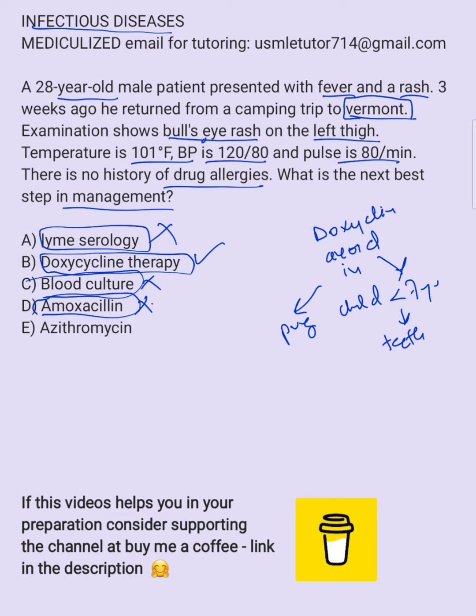Here doxycycline is the right answer, because the patient in the vignette is a 28-year-old male. There's no pregnancy in the vignette, and the patient is not less than 7 years old. Then we have azithromycin. Azithromycin is not typically used for Lyme disease, so that will also not be the right answer. Remember, whenever you have a typical scenario, they give you this bull's eye rash, and the patient came from a Lyme endemic region, directly go with treatment. If they don't give you this, but the scenario is still typical, but there is no rash, then go with Lyme serology.